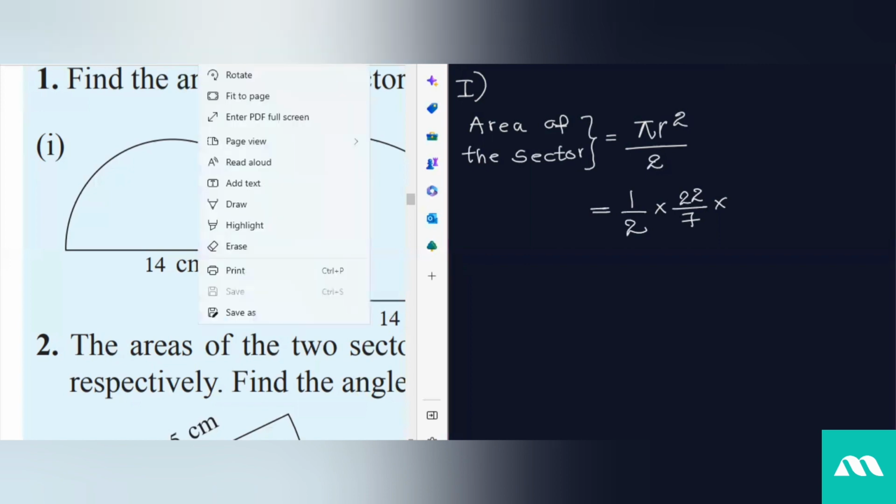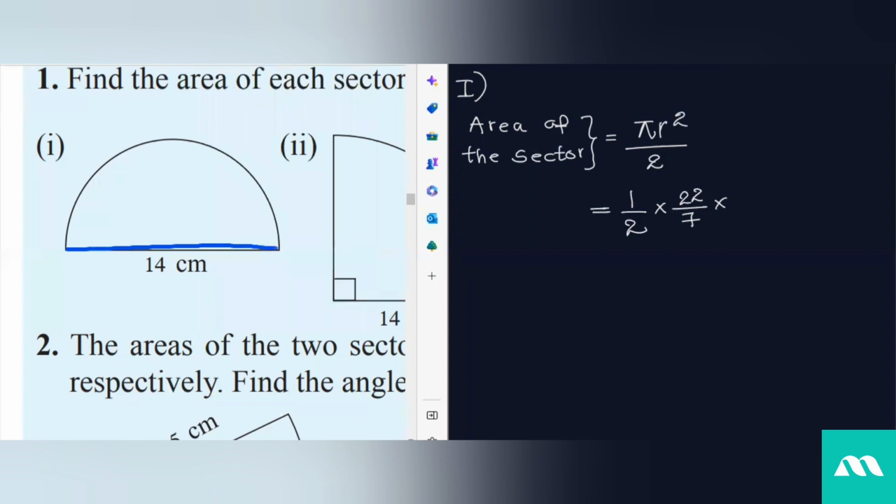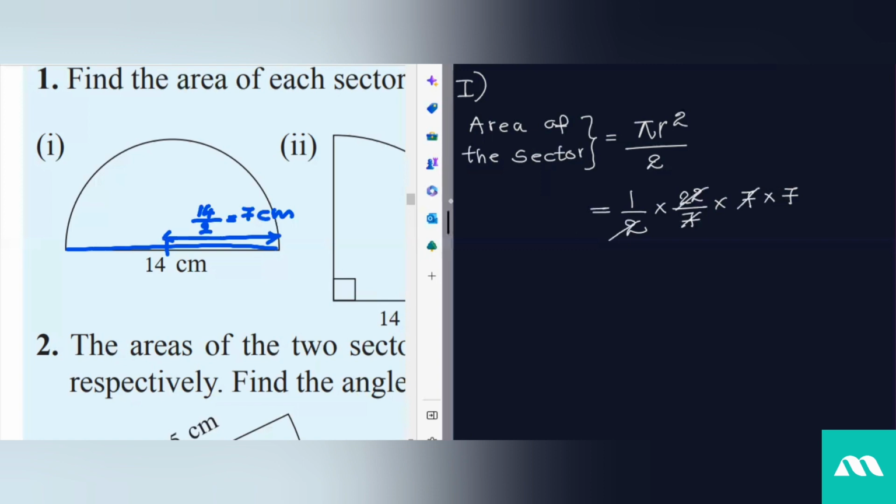Here it is given the diameter of the circle. If we find the radius, it is half of the diameter, that means 7 centimeters. Therefore, if we substitute, 7 into 7. 7 and 7 cancel. 22 divided by 2 is 11. 11 into 7 is 77. The area, therefore, is 77 square centimeters.